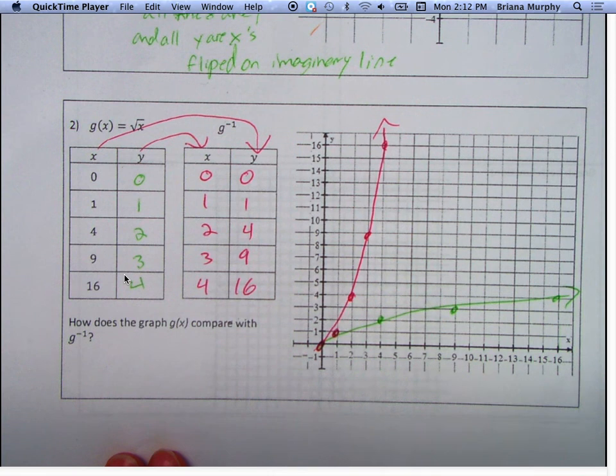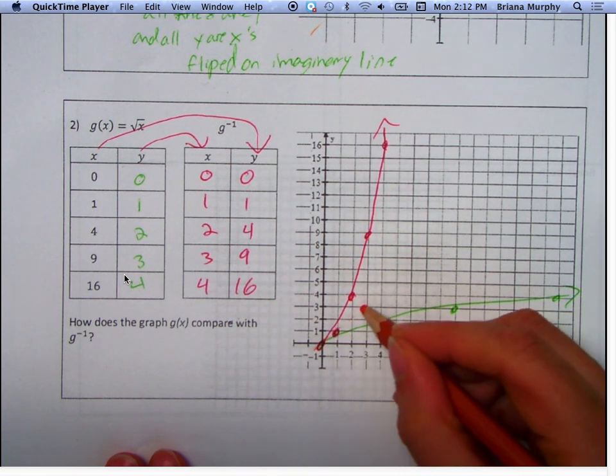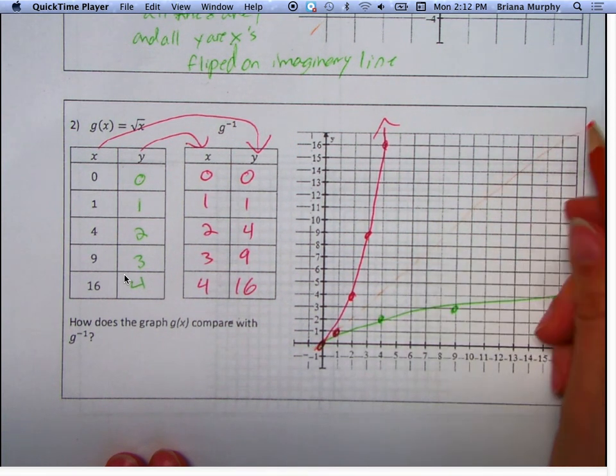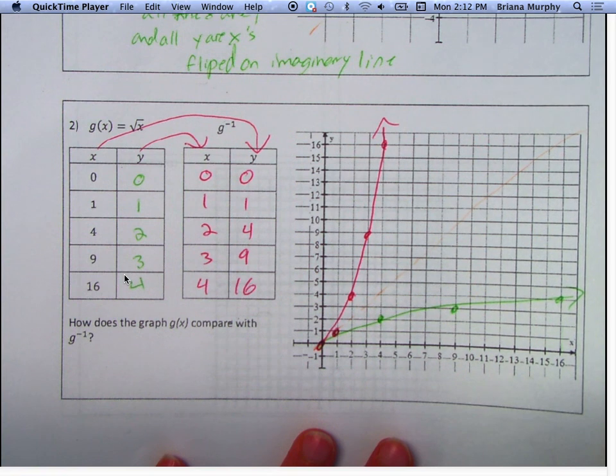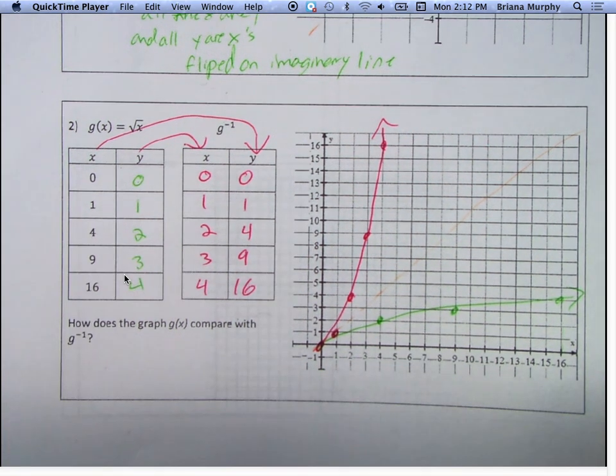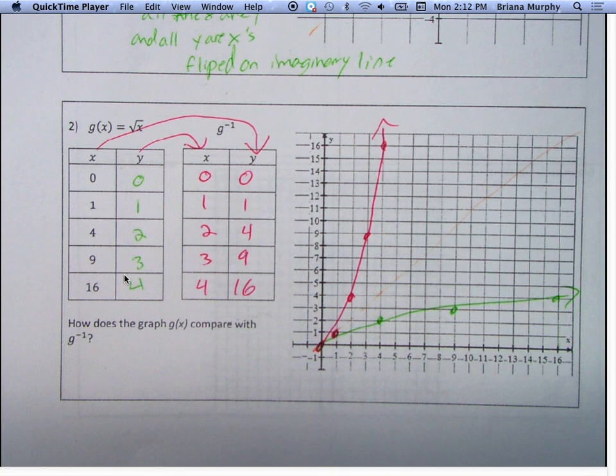Again, do you almost see this imaginary line right here? It flipped along that imaginary line. Okay. All right. So let's go ahead and look at number 3.